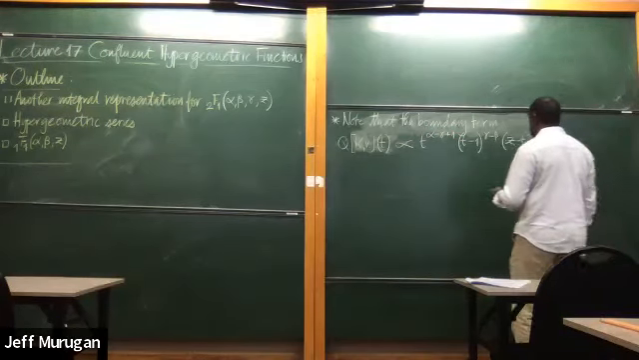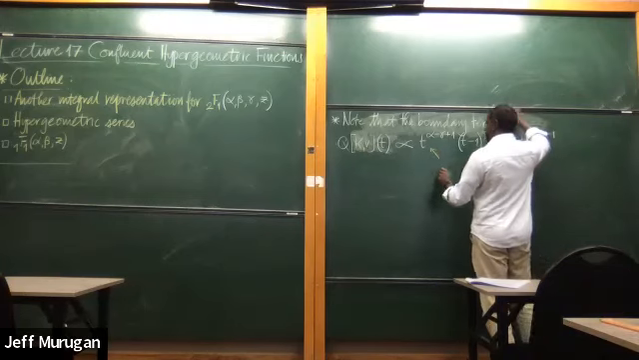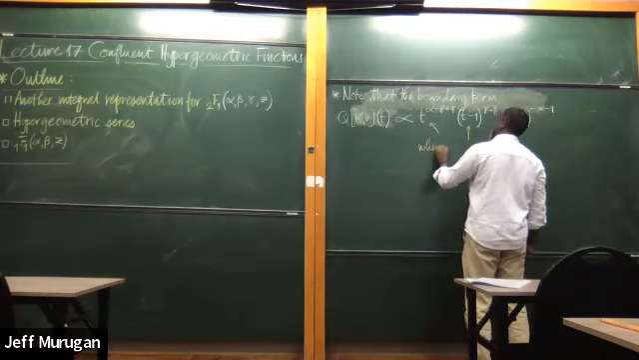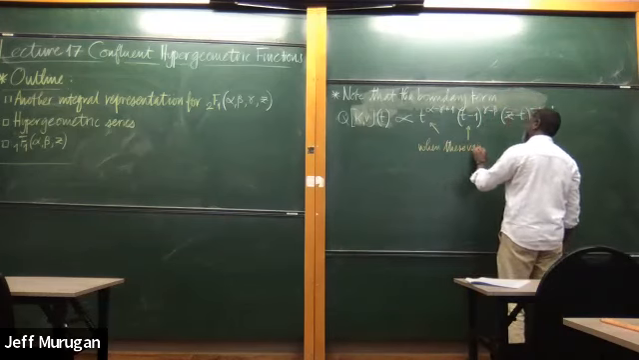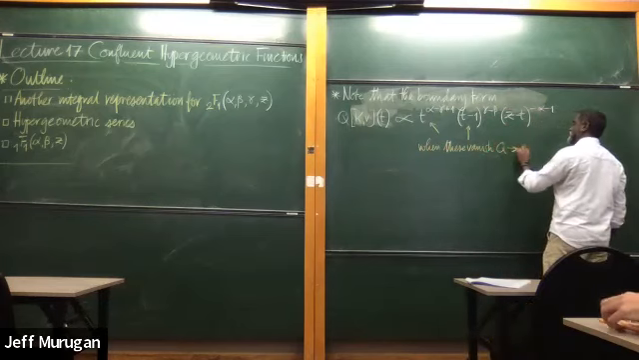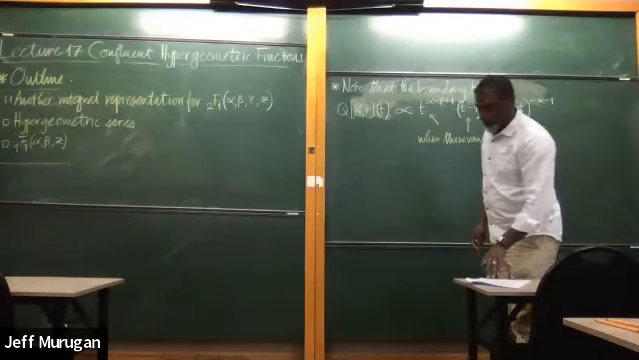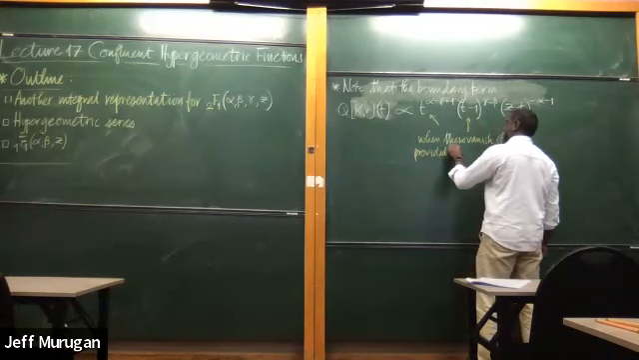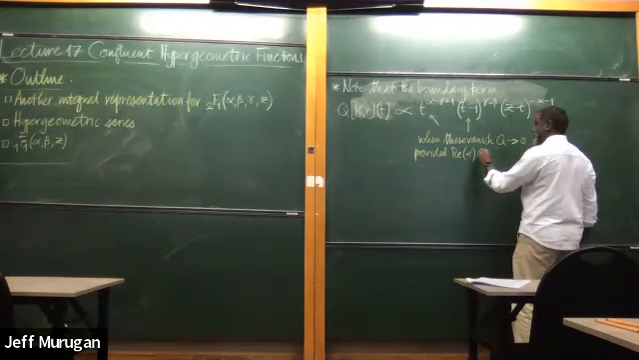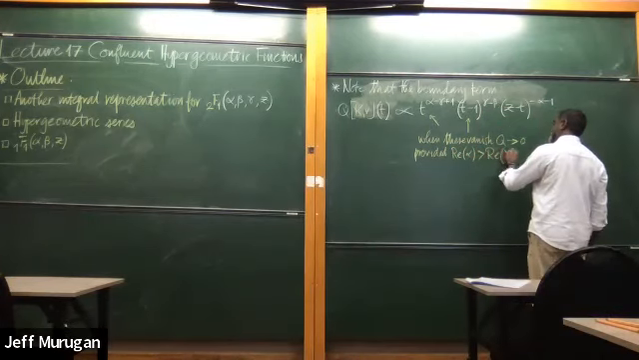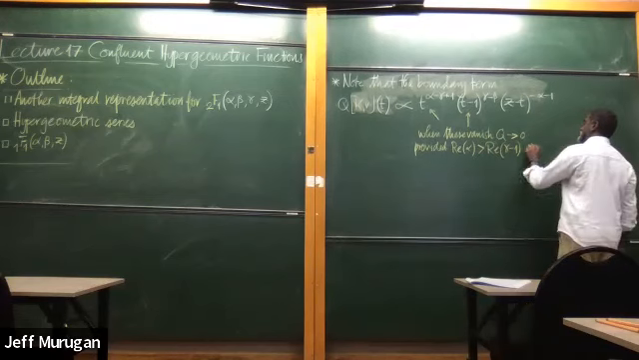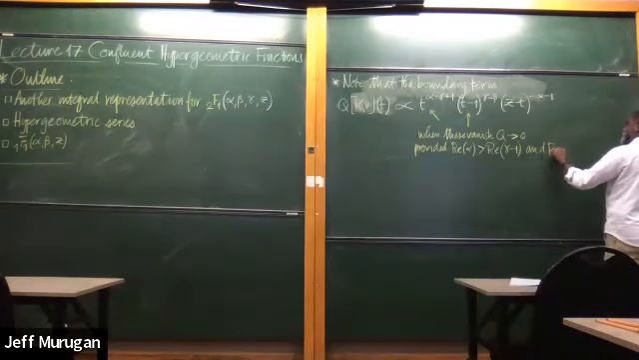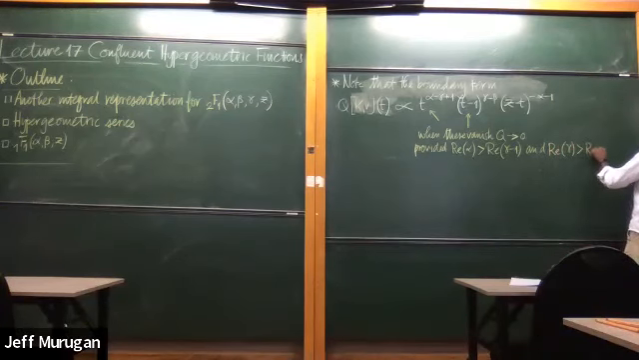So notice that this thing vanishes when t equals 0 and when t equals 1. Right? So when these terms vanish, u goes to 0, provided that the real part of alpha is bigger than the real part of gamma minus 1, and the real part of gamma is bigger than the real part of beta.